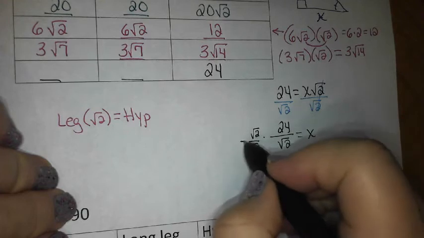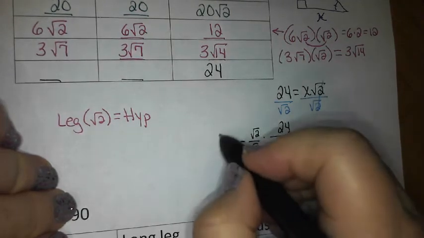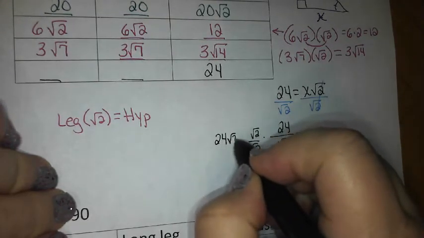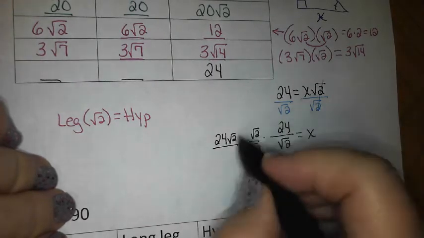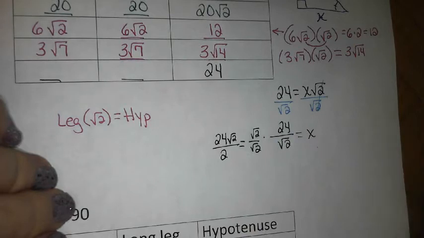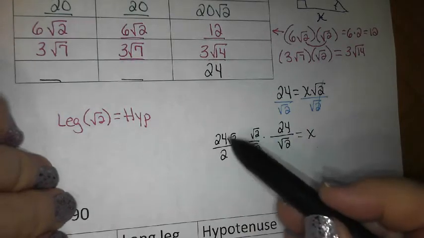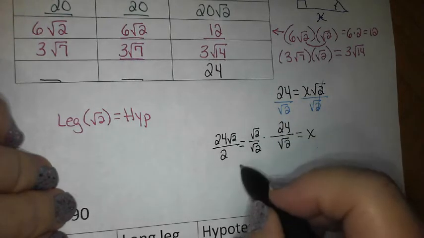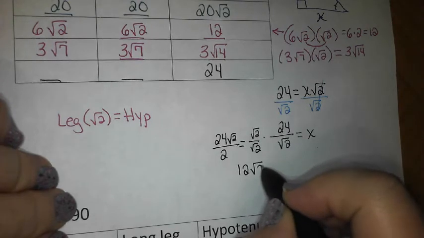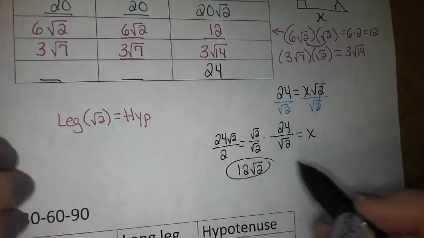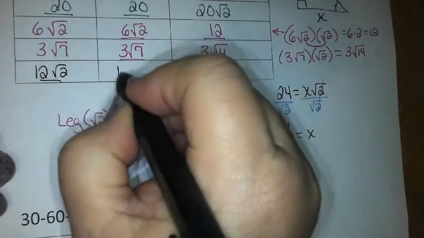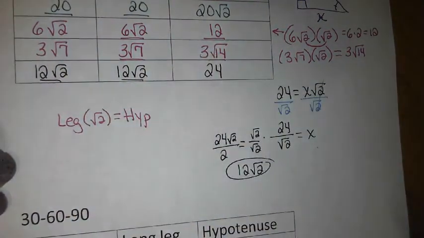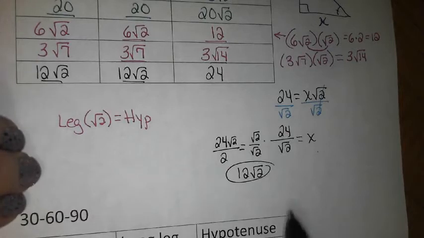And that's going to, I'm working sideways here, that's going to give me 24 root 2 over the square root of 2 times the square root of 2 is just 2. And then notice what happens here. 24 divided by 2 is 12, and there's my answer, 12 root 2. So there's a little shortcut in there.